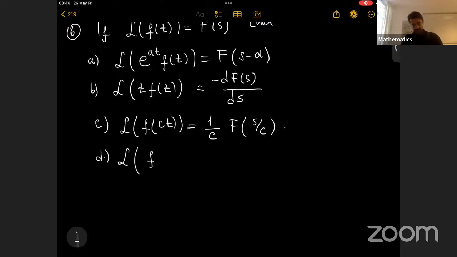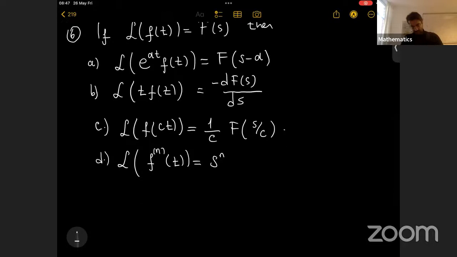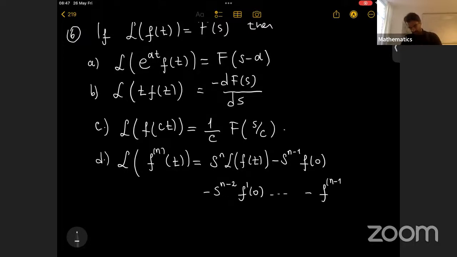When we apply Laplace transform to the nth derivative of f, it's basically s to the n, L of f of t. I can also say F of s, but anyway, let's keep it like this. Minus s to the n minus 1 f of 0, right? You continue like this, minus s to the n minus 2 f prime of 0, and finally minus the n minus first derivative of f at 0, okay? This is also useful when we solve differential equations with Laplace transform.